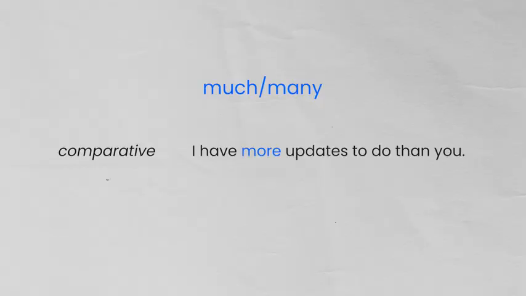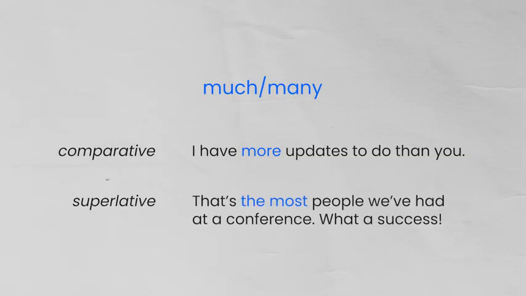Much, many, comparative: more. I have more updates to do than you. Superlative: most. That's the most people we've had at a conference. What a success! It is important to memorize irregular forms for correct expression. Here are some common examples.